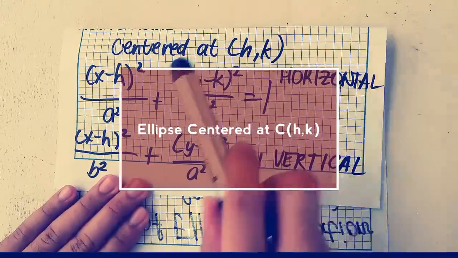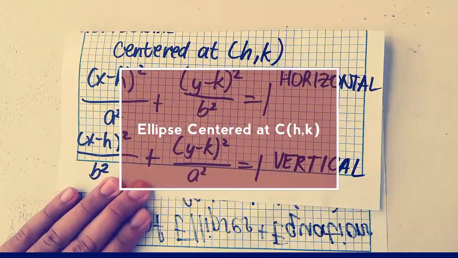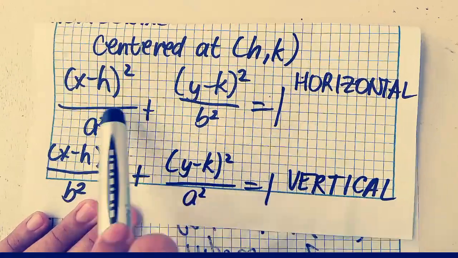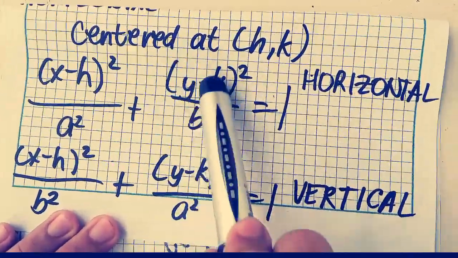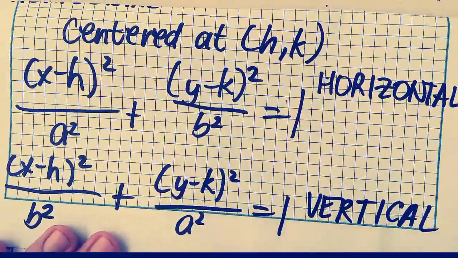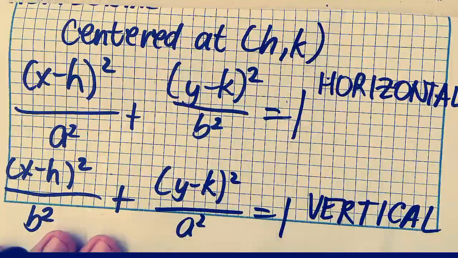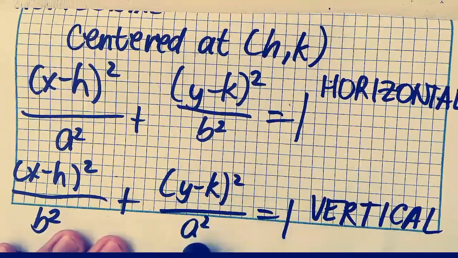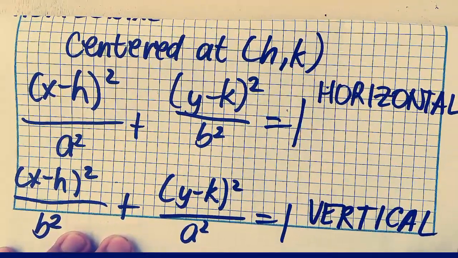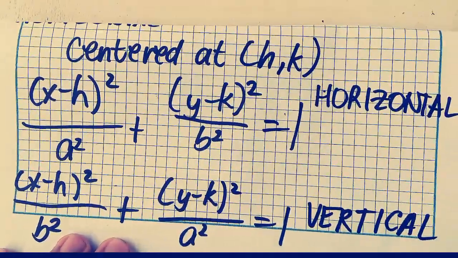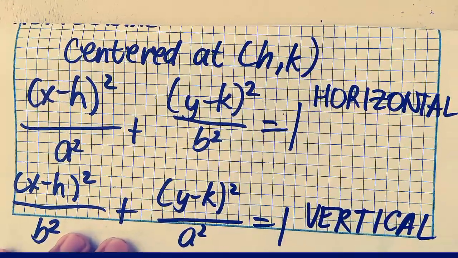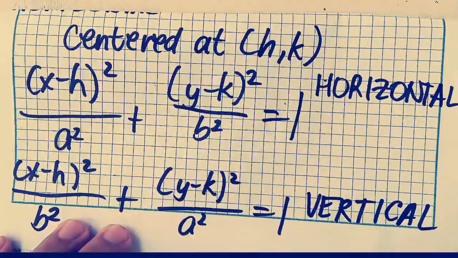Okay, so here are the formulas for centered at (h, k). So for the horizontal, it is (x minus h) squared over a squared plus (y minus k) squared over b squared is equal to 1. For the vertical, just reverse the a and b, make it b squared first and then a squared, also equal to 1, and you get the vertical. Okay, now you've mastered the different formulas for centered at 0, 0 and centered at (h, k). It's time to know the applications.